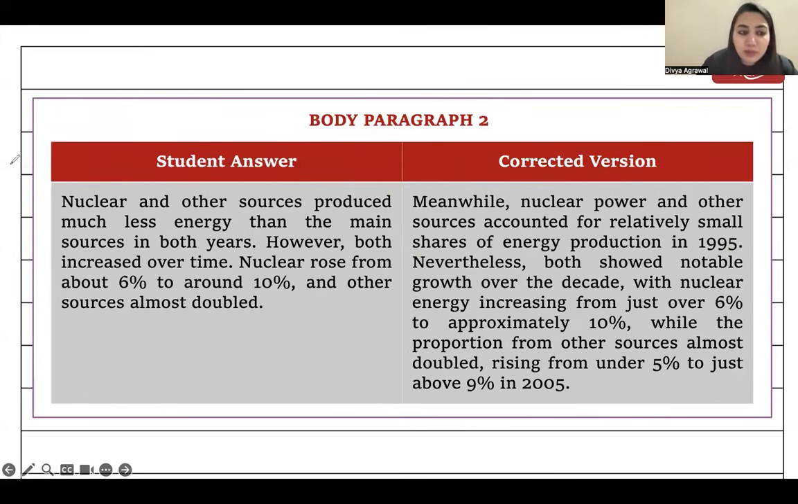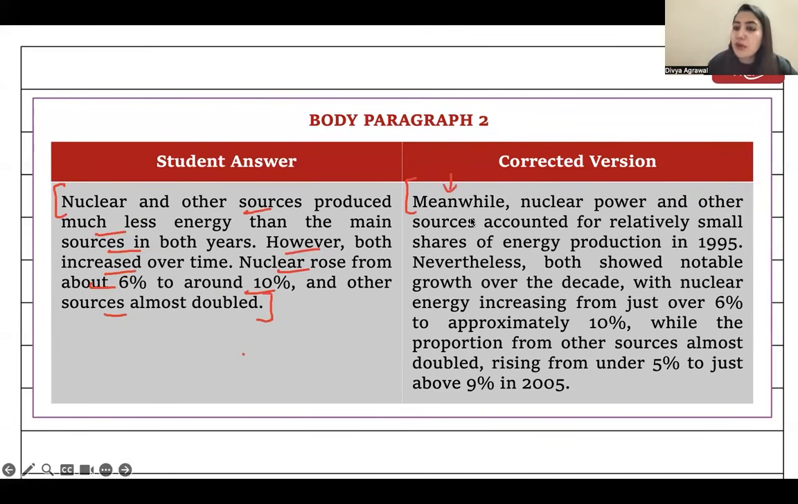So pay attention. Here, the student has written it in a way that nuclear and other sources produced much less energy than the main sources in both years. However, both increased over time. Nuclear rose from about 6% to around 10%, and other sources almost doubled. Meanwhile, we start like this in the corrected version.